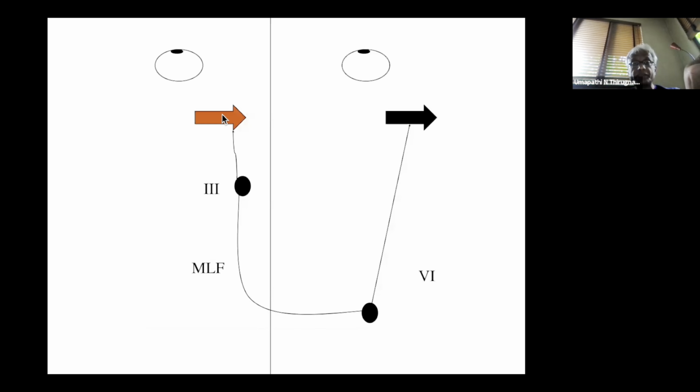So if I were to make it simple for you and break it down in 2 steps, now she's going to look to the left. Which eye is not moving? This eye is not moving. So your arrow should look like this.